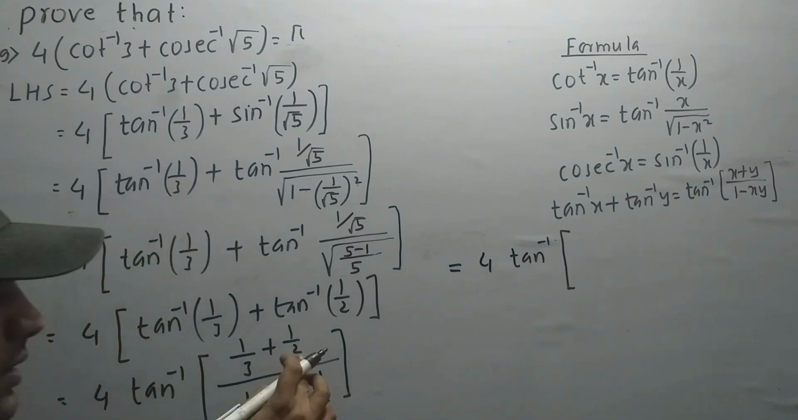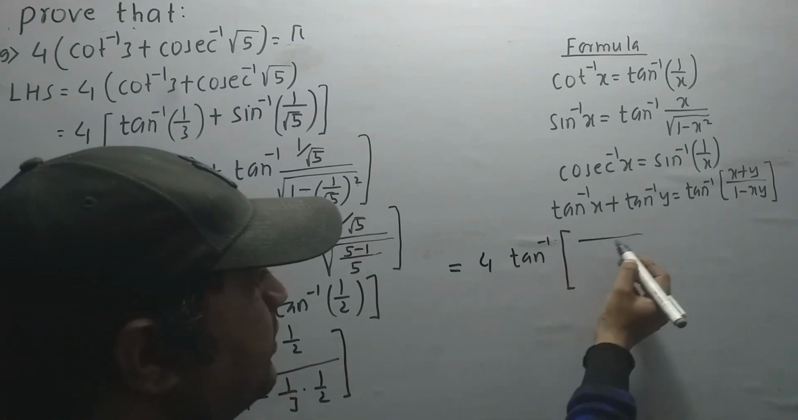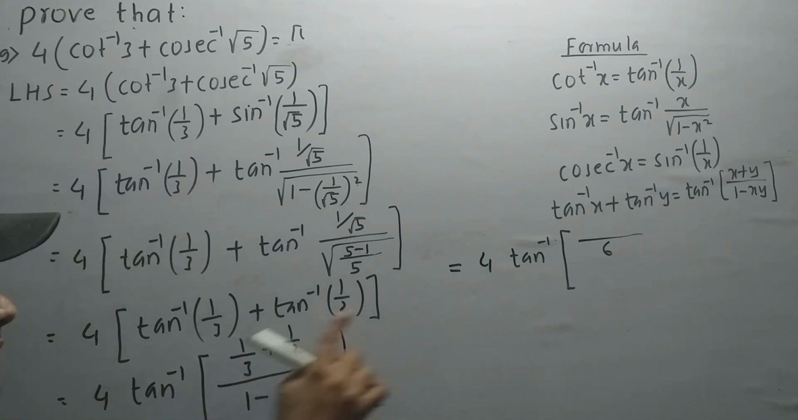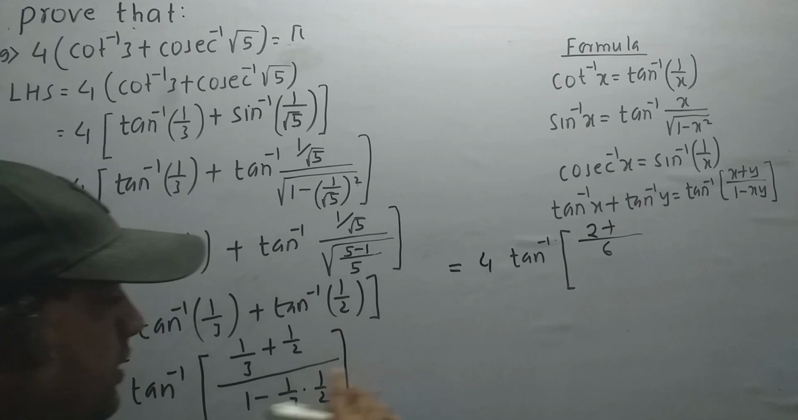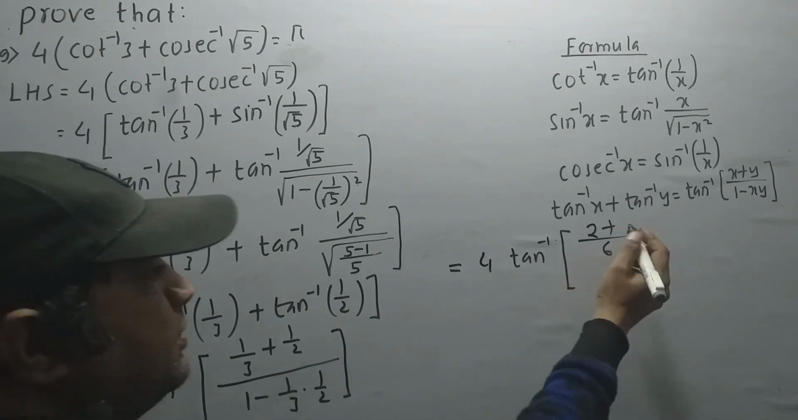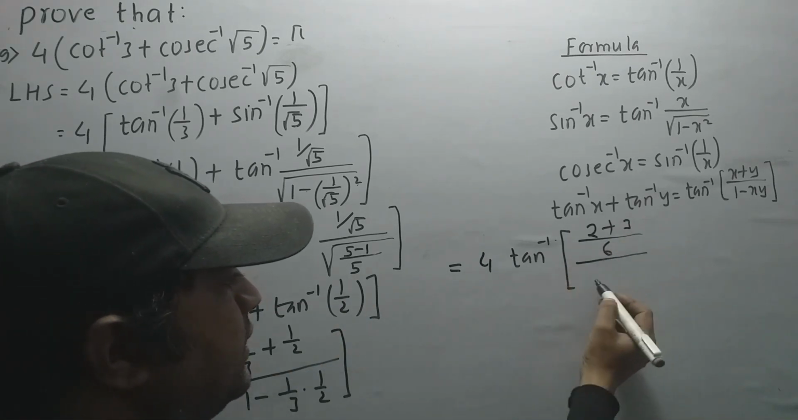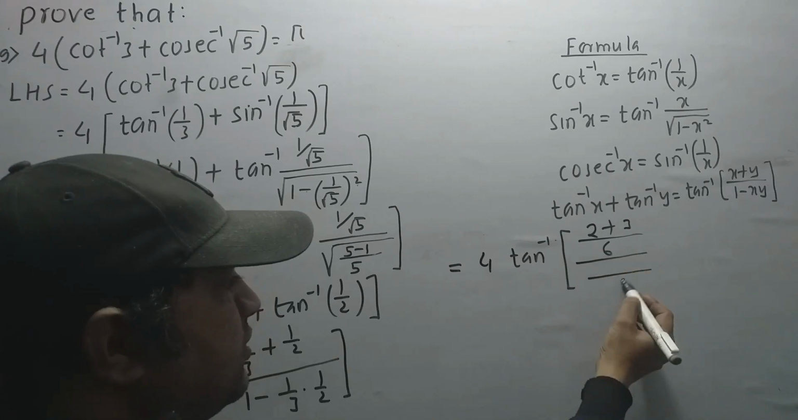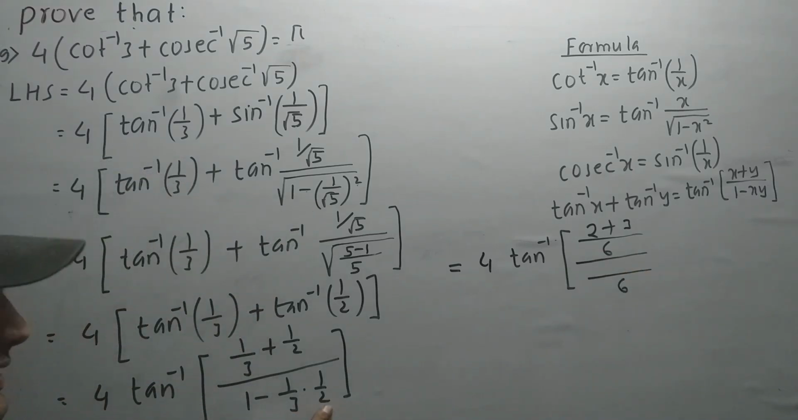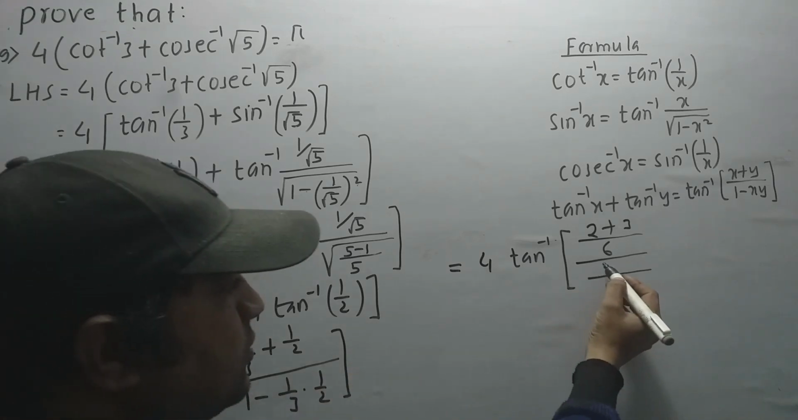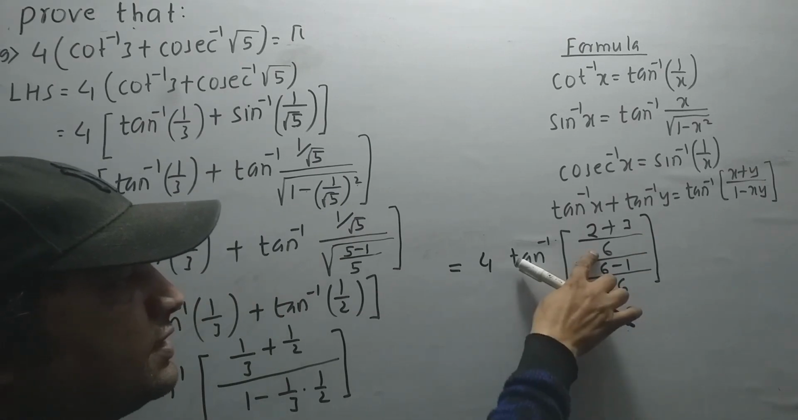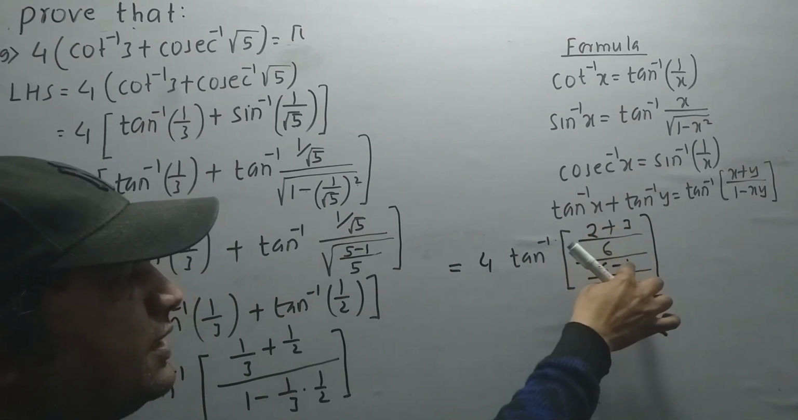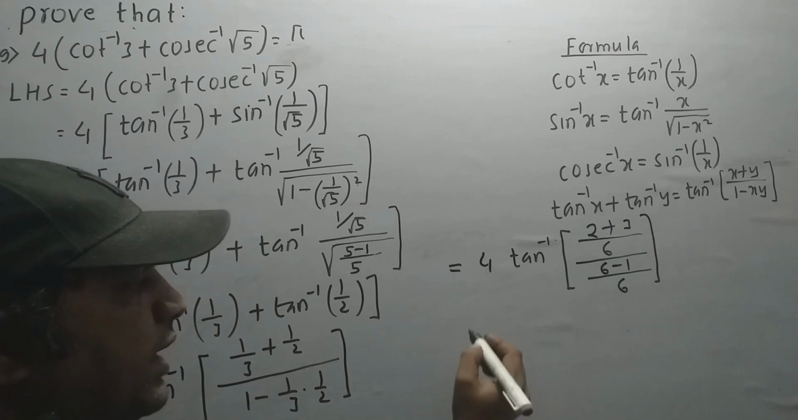Our LCM will be 6. So now 3 will divide that 6, 2 will be left. 2 into 1, 2, plus this 2 will divide this 6, you will be left with 3. In numerator, the LCM is 6. In denominator also, 3 2s are 6. So here 6 is LCM, 6 minus 1. Now this 6 and 6 cancelled, 2 plus 3 is 5, 6 minus 1 is 5. So now only 1 is left here.